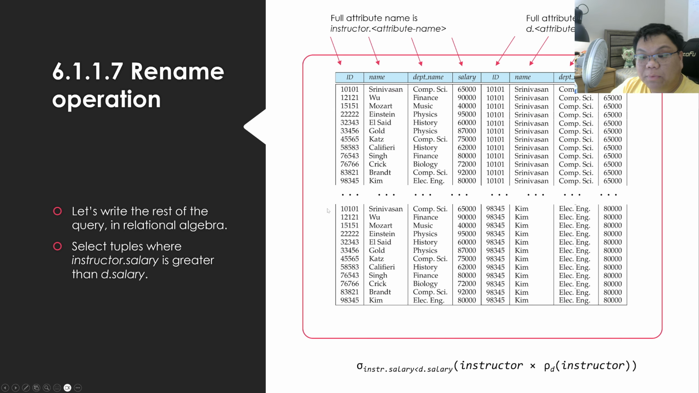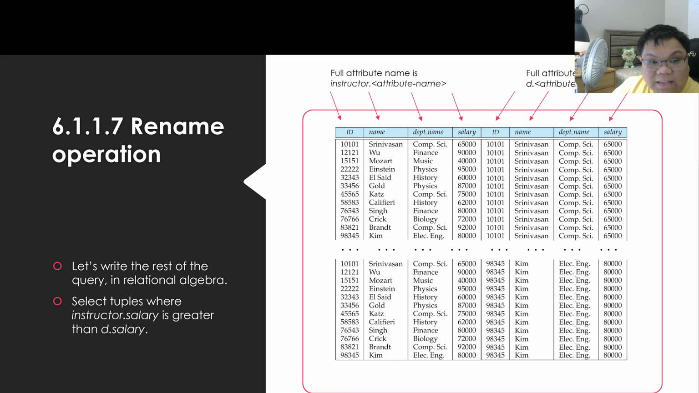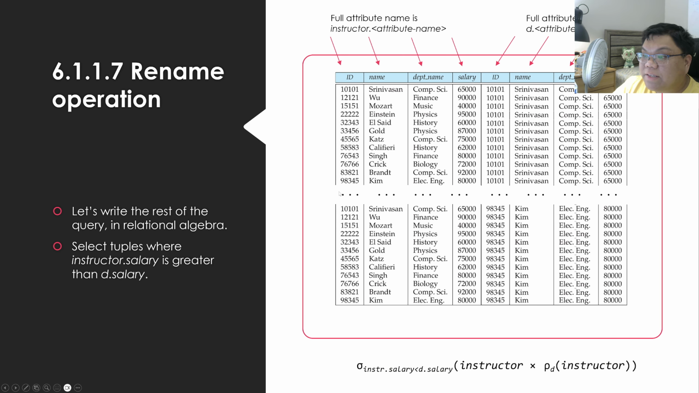Let's select tuples where Instructor.salary is greater than D.salary. So, is Srinivasan's salary greater than itself? No. Is Wu's salary greater than Srinivasan's salary? Yes, so we'd select that. Is Mozart's salary greater than that? No. Is Einstein's salary greater? Yes. Is Al Said's salary greater? No. Is Gold's salary greater? Yes. So we select all those tuples for which the first salary is greater than the second salary.